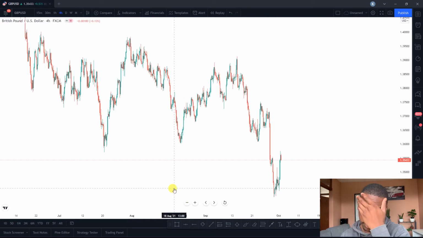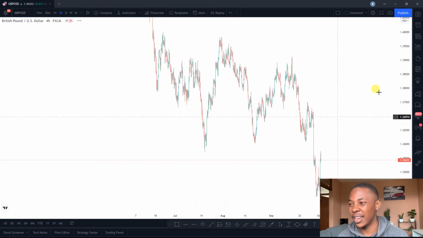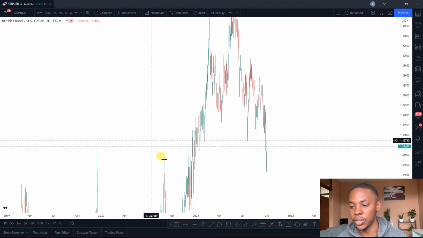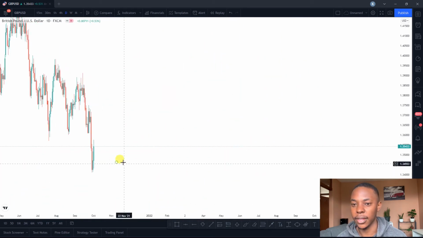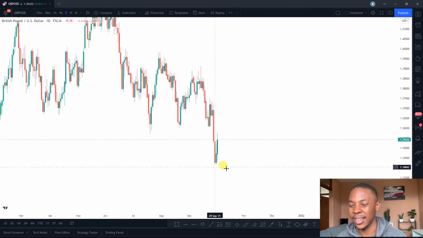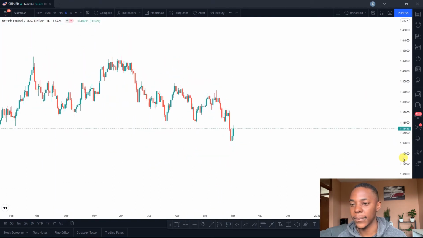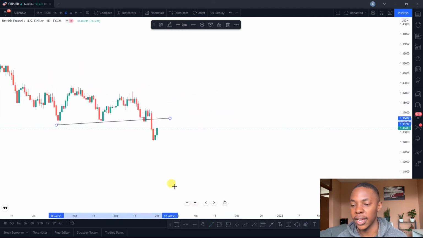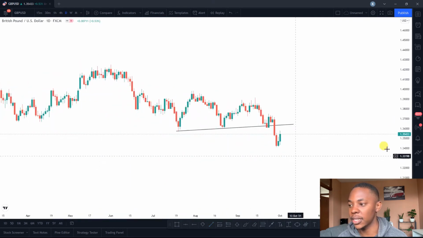On the next one, we have GBP USD. As you can see, go to a higher time frame just to have an idea of what's really happening. Again, you start drawing your support lines, start drawing your trend lines. To me, it just happens automatically.